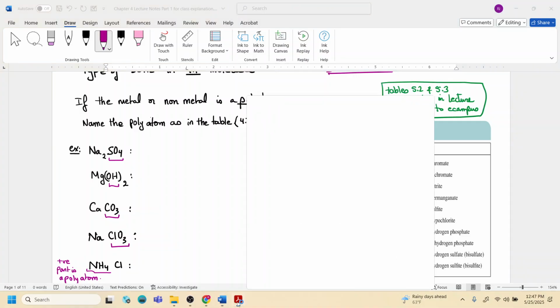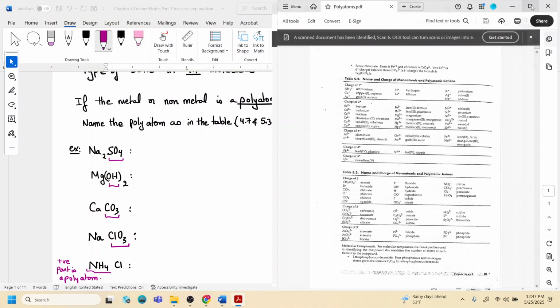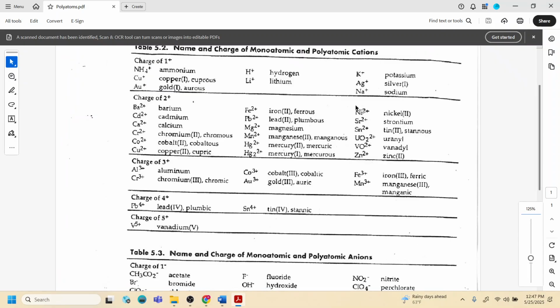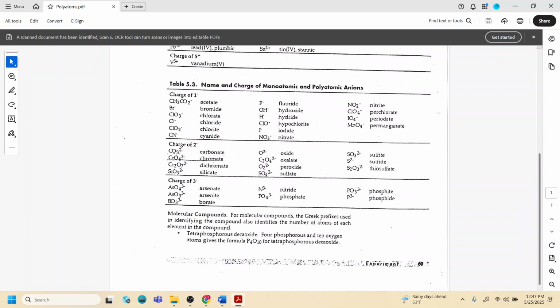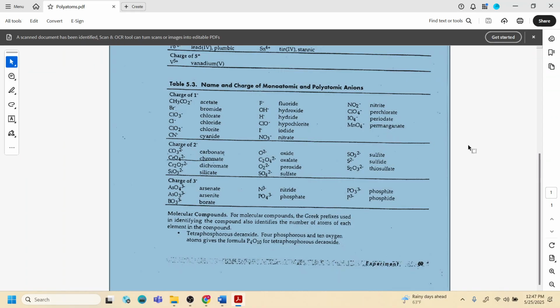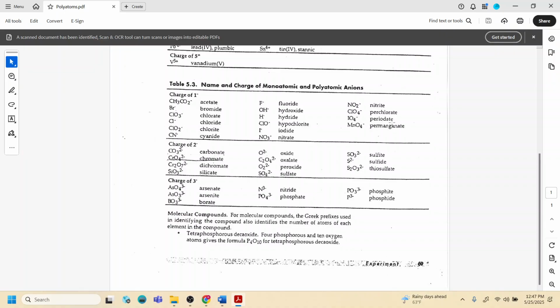This is the table, and I am posting it as well to eCampus. So this over here is table 5.3, and this is another table for the polyatoms. Whatever you don't find in the table in the notes for the polyatoms, you can find its name over here. Guys, you are not responsible to memorize any of those names. You will have these tables in the exam.